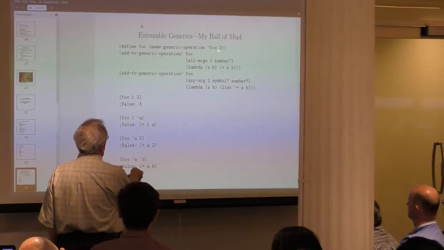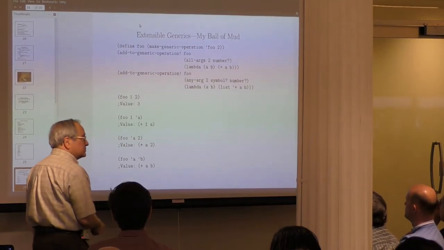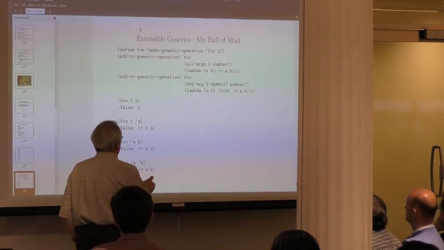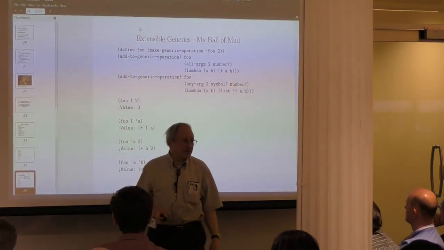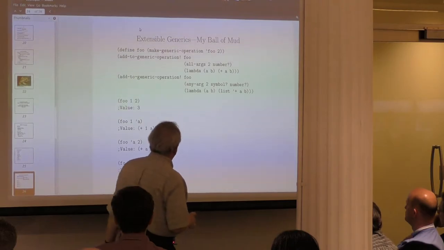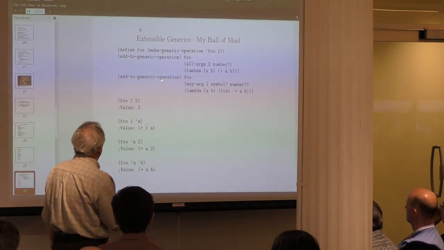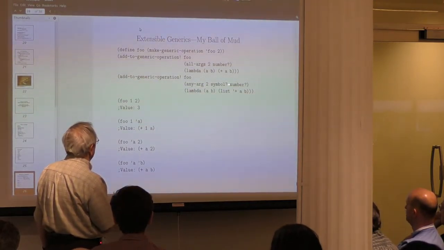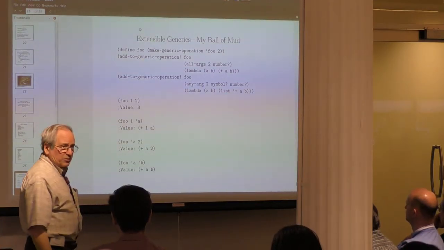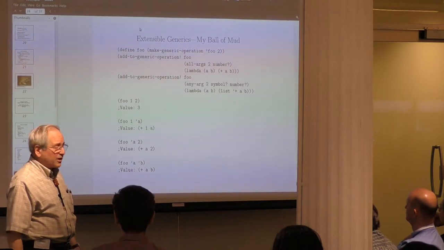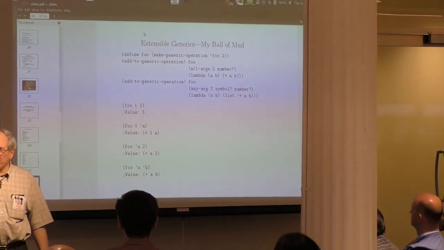It's a generic operation of arity 2, and if both arguments are numbers, then I'm going to add them. If I were being more obscure, I would have just written plus here, because in Scheme I can do that. I wouldn't have to write lambda a b plus a b, because there's nothing special about plus. And then if any of them is symbolic and the others are numbers, I want to be able to consign the plus onto the arguments, just like I did before. And so I get this sort of behavior.